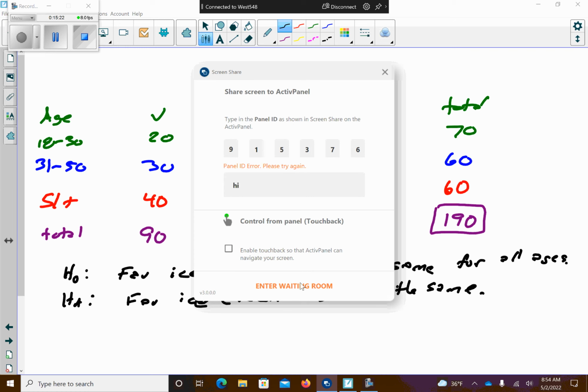I still got a panel ID. 915376. Has this been locked? What's that? If you go to share.mypermission.com, is that where you're at? It's just there. Oh, you just unplug it. It's okay. It's fully charged.